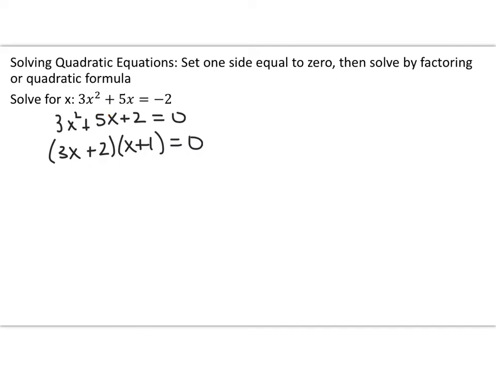So now we're going to use the zero product property. So the zero product property says if you have two or more things multiplied together equal to 0, then one or both of them has to equal 0. So we're going to get 3x plus 2 must equal 0, or x plus 1 must equal 0. So now we have two linear equations. Go ahead and pause the video and solve for x.